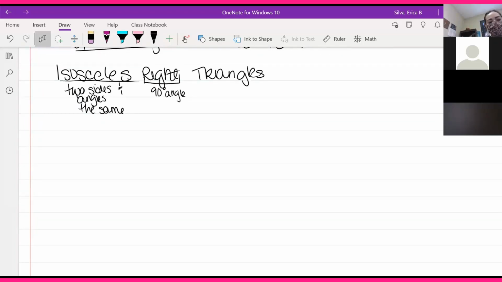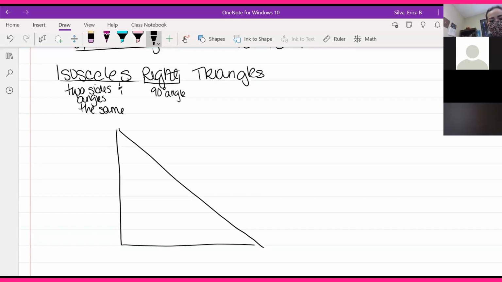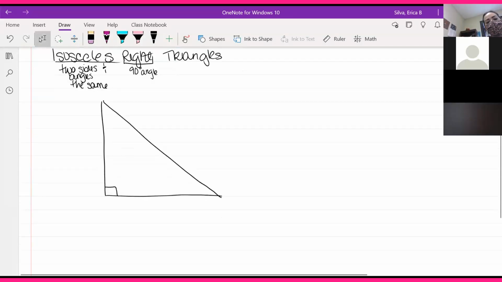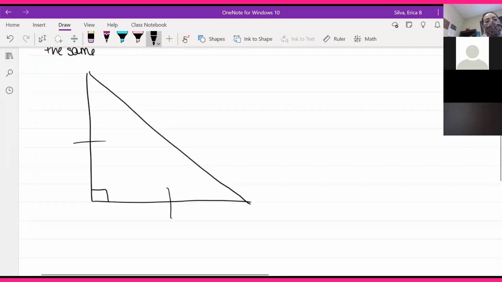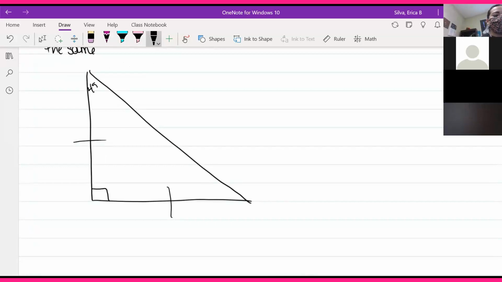So we're going to sketch this triangle. And we're going to put two sides congruent. And remember, if two sides are congruent, that means that this angle is 45 degrees and this angle is 45 degrees. Questions so far?